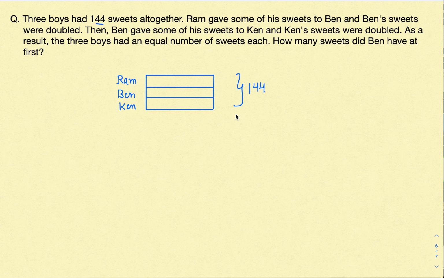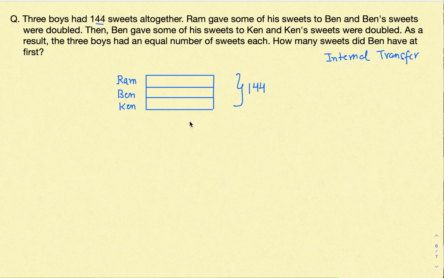The reason is that whatever happens, it happens internally. This is the case of internal transfer, because Ram gave to Ben and then Ben gave to Ken. They are not giving sweets out to anyone else, like their siblings or friends. The transfer of sweets is happening between the three boys only. So this is a case of internal transfer, where the total amount at the start and at the end remains the same.